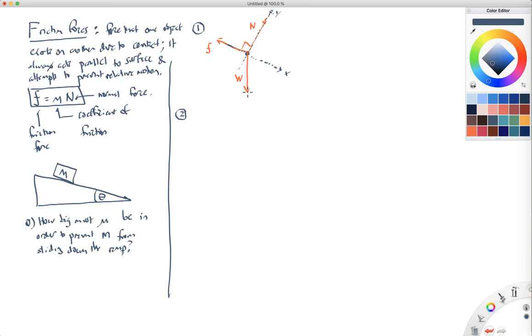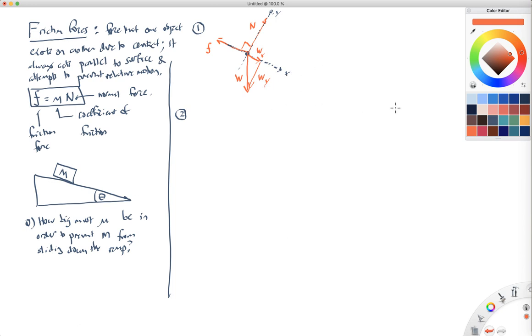The weight now is going to have a component in the x direction and a component in the y direction. So let's actually just do that right away. Let's decompose the weight into two components. This would be the weight in the x direction, and this would be the weight in the y direction.